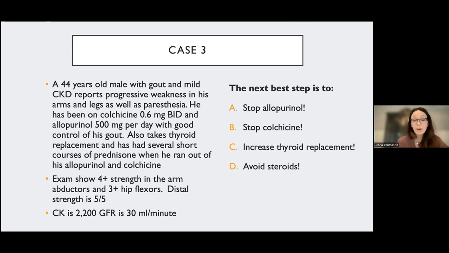Steroids are associated with myopathy. Patients can have a chronic steroid myopathy when they're on moderate to high doses of steroids long-term. So usually 20, 25 milligrams or more of steroids, those patients can be weak, and their biopsy is distinct from that of colchicine myopathy.